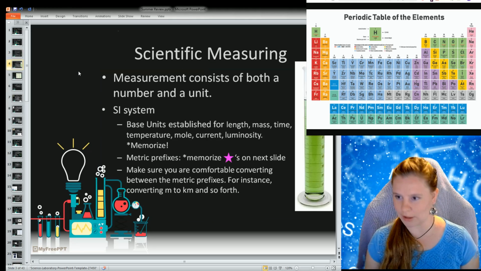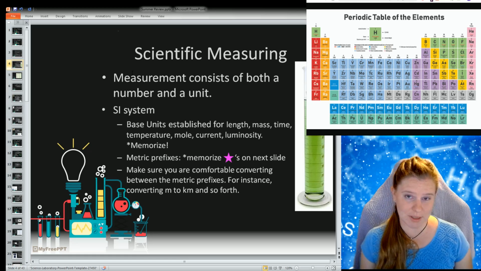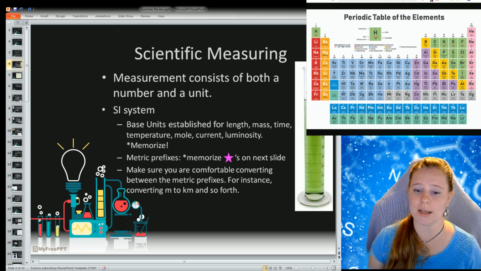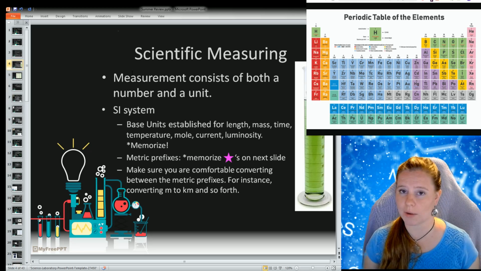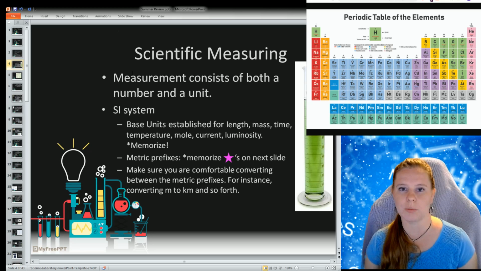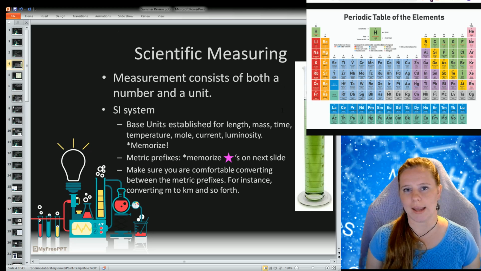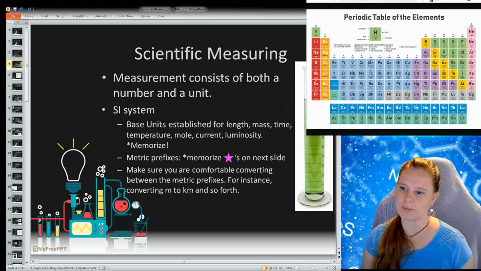So continuing on here, the scientific measuring. So this is a big deal. You're going to have a lot of labs this year, and labs are a big part of your grade. Definitely need to make sure that you are comfortable making measurements, and I'm going to assume that you can. Now, I'll help you with some of the harder ones, but your basic measurements, like here's a graduated cylinder or a ruler, whatever, I expect you to be able to make them.